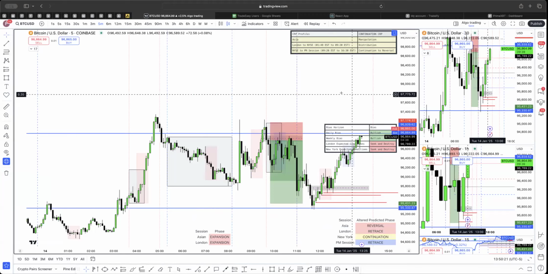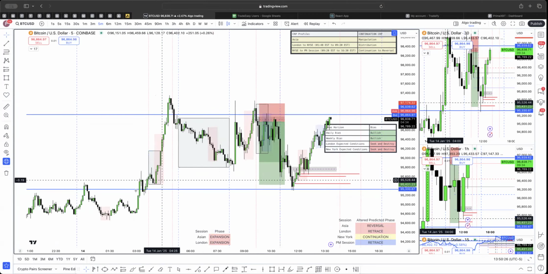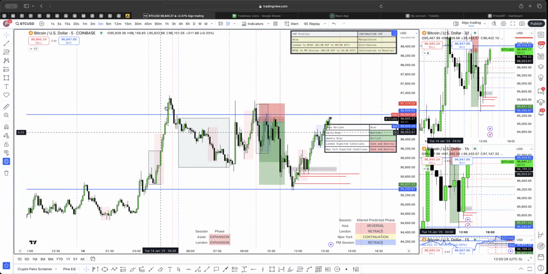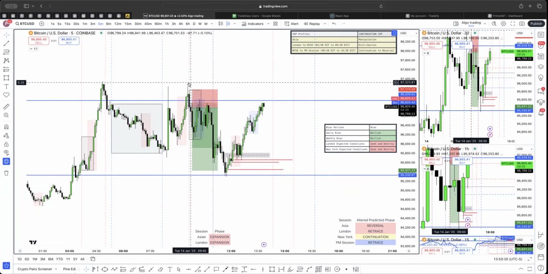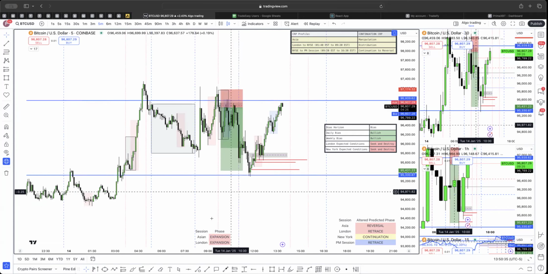The macros, my macros are designed to give you the entry. I mean, look at this. Here, expansion. That's all it did. Here, expansion. That's all it did. So what to expect here? Expansion, no? Look at this.